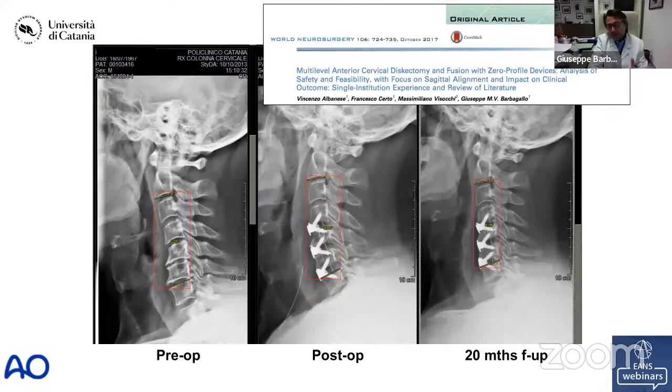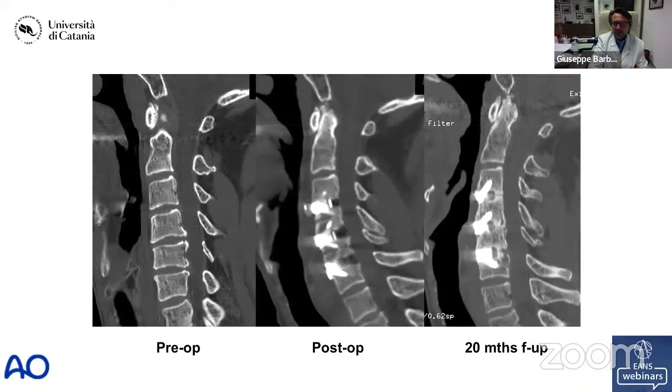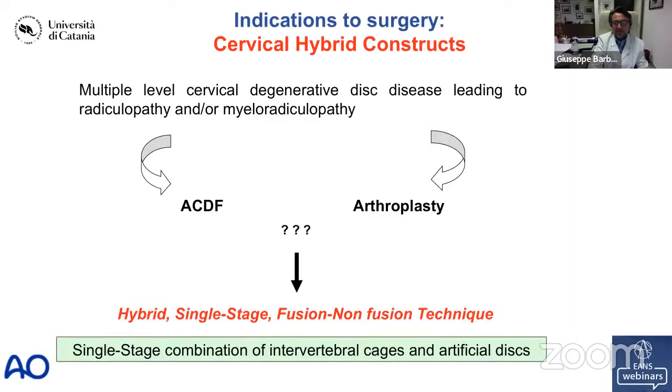When you look at the follow-up of these patients, you can realize that even if you lose a bit of the lordosis which you gained initially, patients can still be doing quite well in terms of clinical outcome. And when you try to assess the rate of fusion at multiple levels, this seems to be quite satisfactory as well.